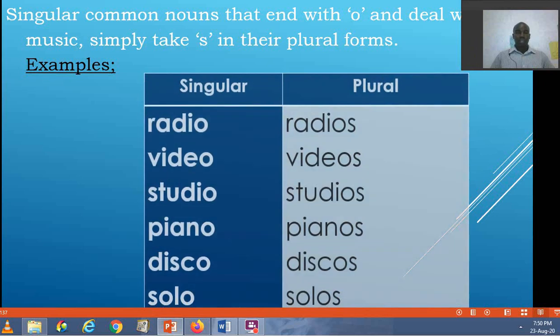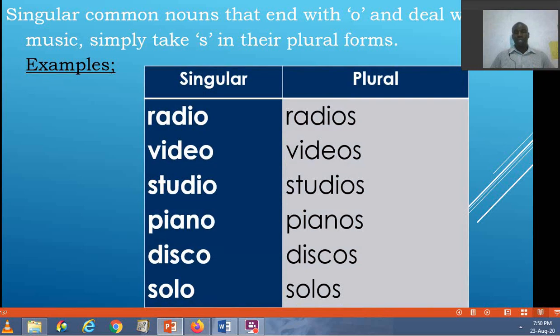Look at that: radio, radios; video, videos; studios; piano, pianos; disco; solo. Solo means somebody singing alone, when you are part of a group and now you have gone alone. When you look at these words, they end in O, just like the other ones, but they only take on S to form their plural.